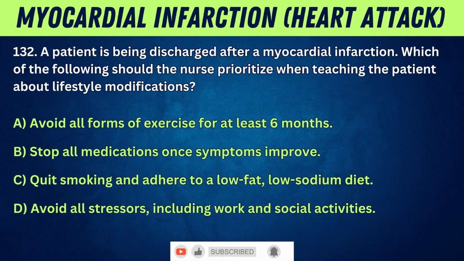132. A patient is being discharged after a myocardial infarction. Which of the following should the nurse prioritize when teaching the patient about lifestyle modifications? A. Avoid all forms of exercise for at least 6 months. B. Stop all medications once symptoms improve. C. Quit smoking and adhere to a low-fat, low-sodium diet.